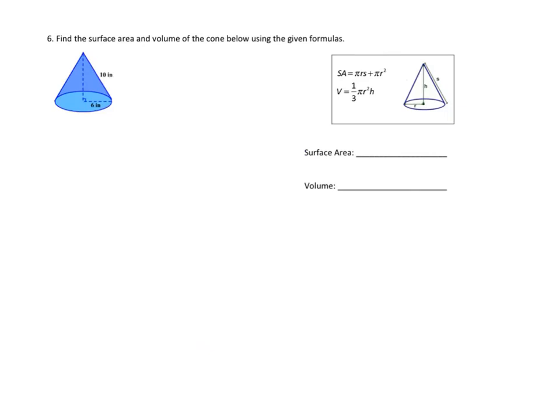In this next example, we're finding the surface area and volume of a cone. For weird figures like cones and spheres, you'll always be given formulas. The ACT would give you the formula, but you do have to know what the variables mean.